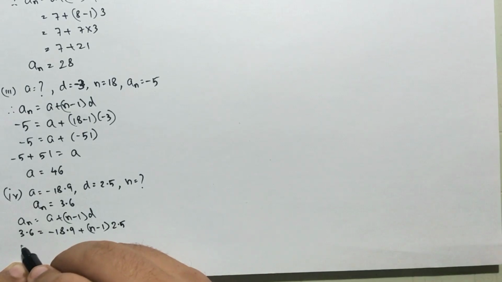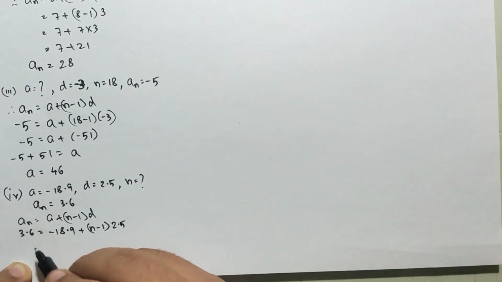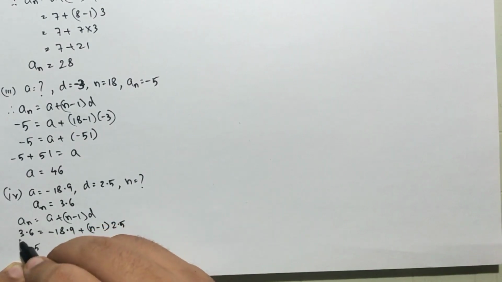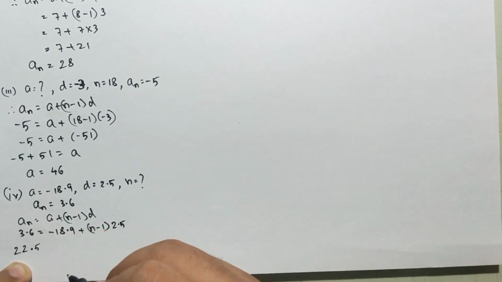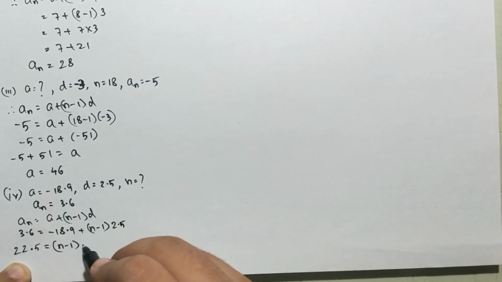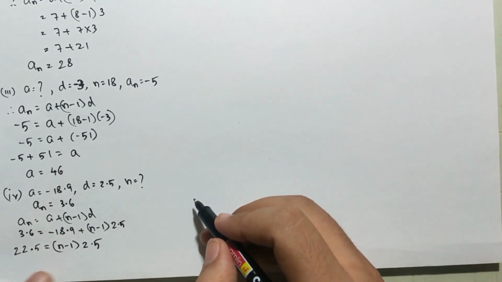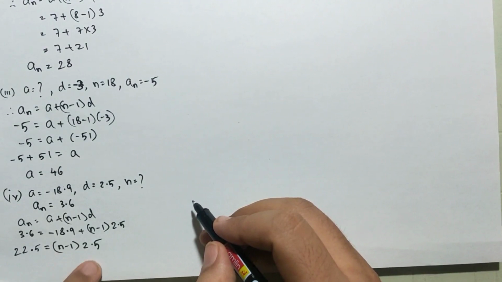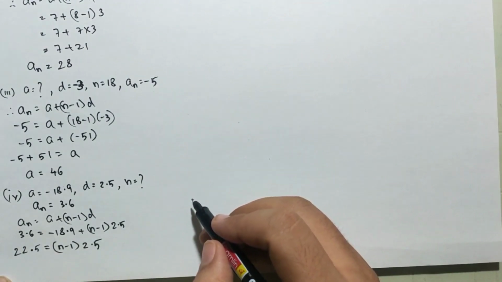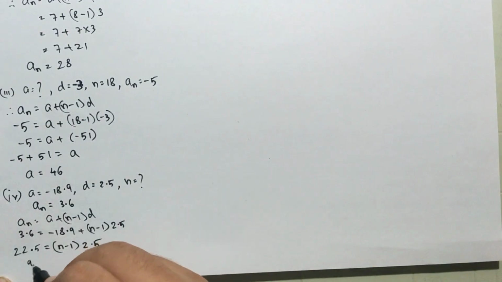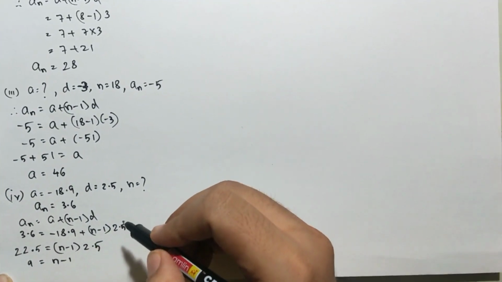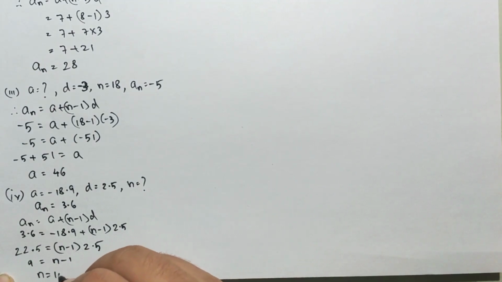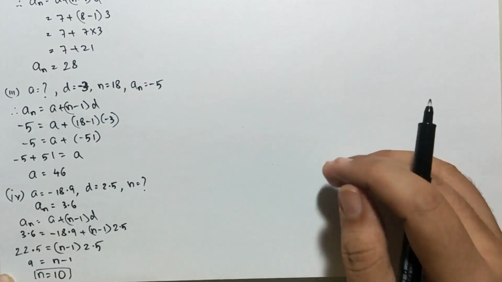This minus 18.9 will go on that side, it will get added. So 3.6 plus 18.9, these both will get added. So this will be 22.5, which equals n minus 1 into 2.5. This 2.5 is getting multiplied with this bracket. So moving to the left hand side, it will get divided. So if you divide 22.5 by 2.5, what would you get? You will get 9. So 9 equals to n minus 1. Now this 1 will go on that side, it will get added. So 9 plus 1 equals to 10. So n is equals to 10.